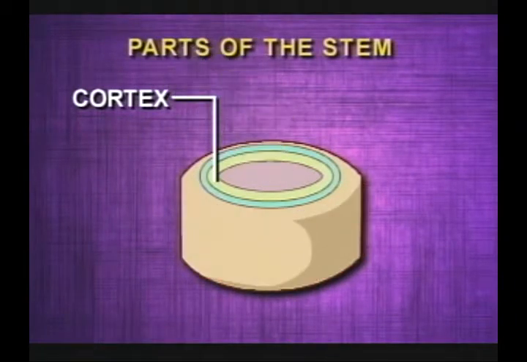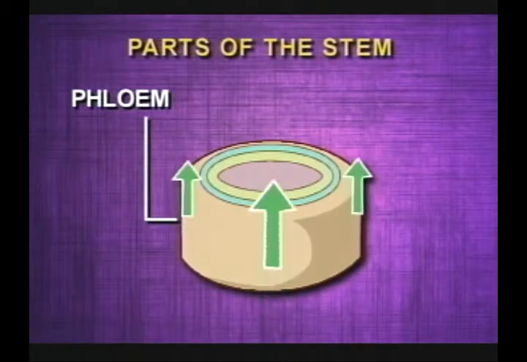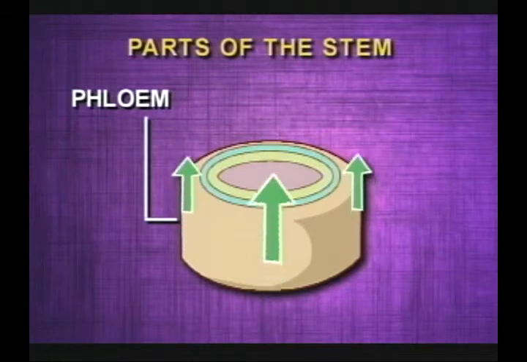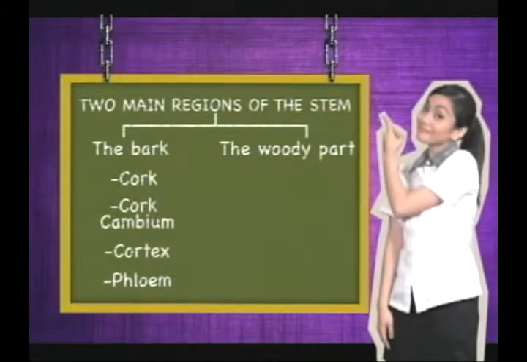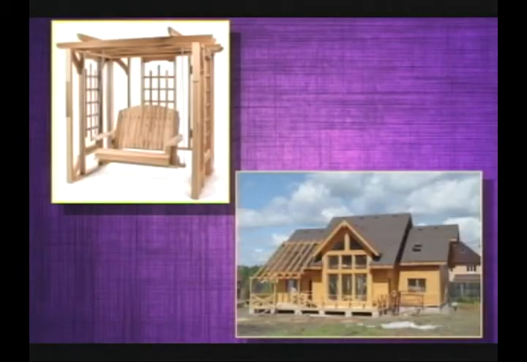The cortex, found next to the cork cambium, stores nutrients. Next to the cortex are the phloem tissues, which transport organic nutrients produced during photosynthesis. Next to the bark is the woody part of the stem. The woody part of the stem are the xylem tissues. This is the wood that we use for making furniture, houses, and many things.